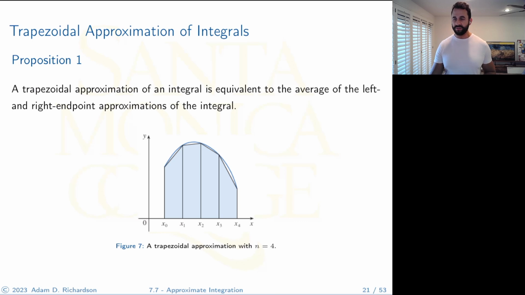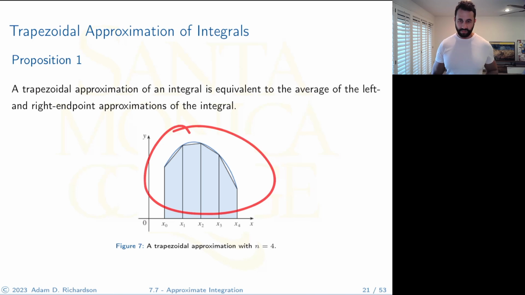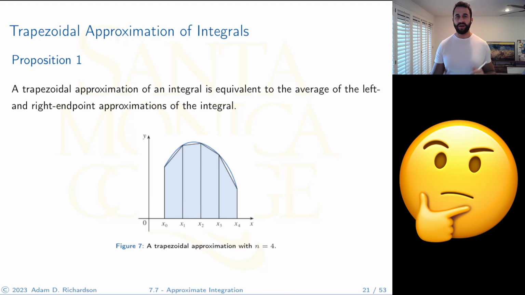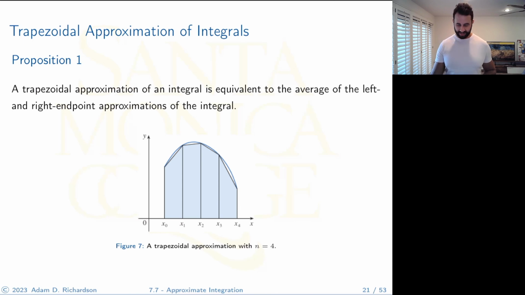So what I want you to do is think for a minute about why this picture would be the average of the left and right endpoint pictures. So just ponder that for a minute here. All right, now let's do the proof. Maybe it's not so hard to see that if we took this and found the average instead, we would basically get this. That's essentially what's happening geometrically.